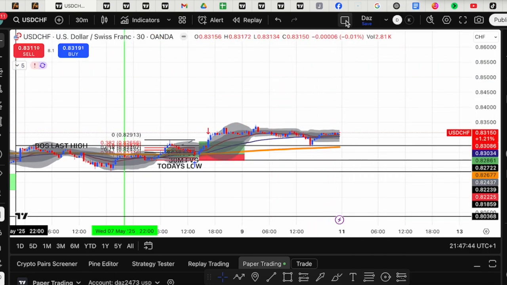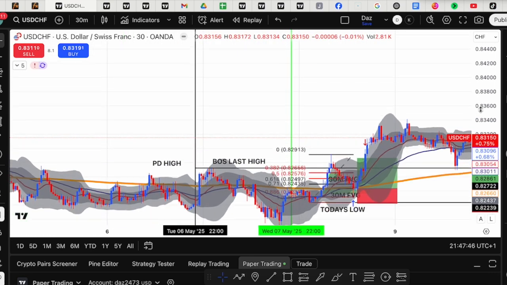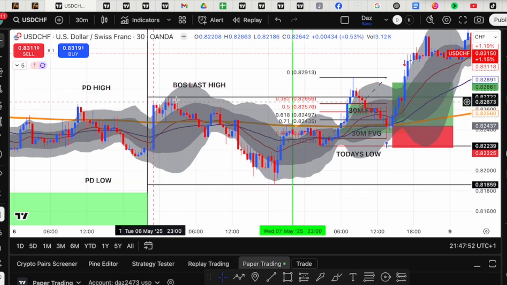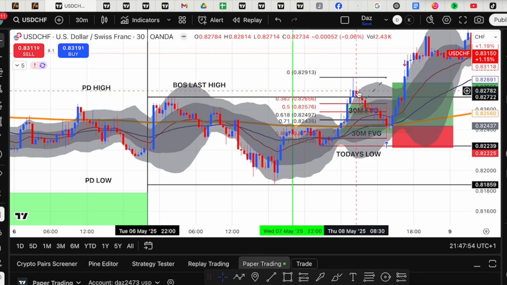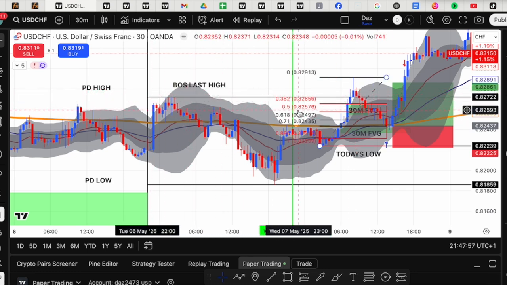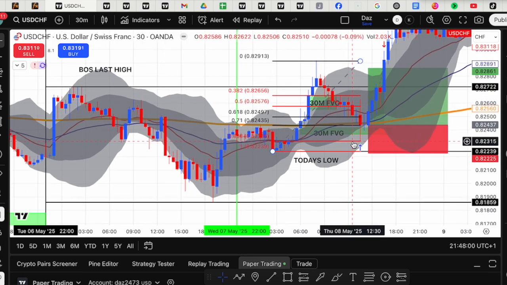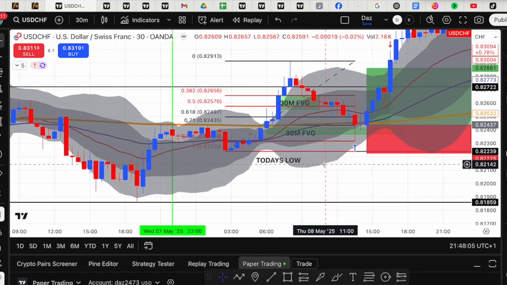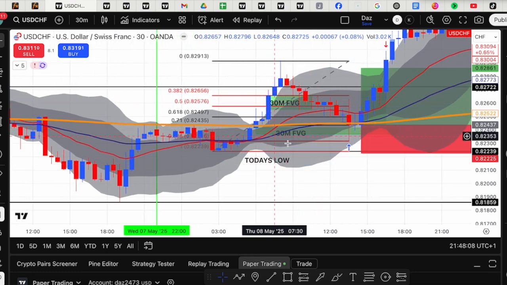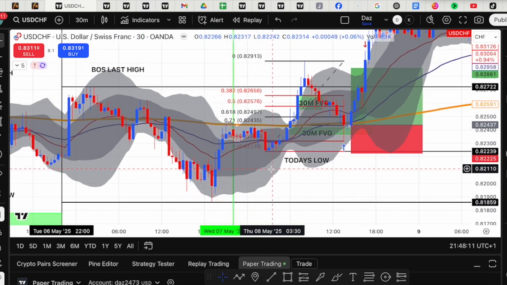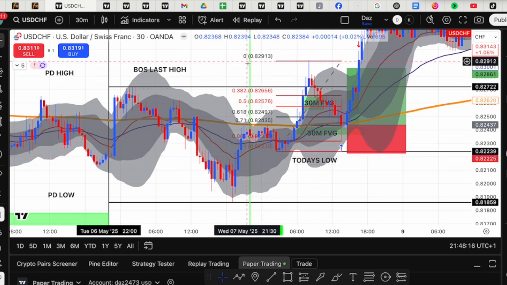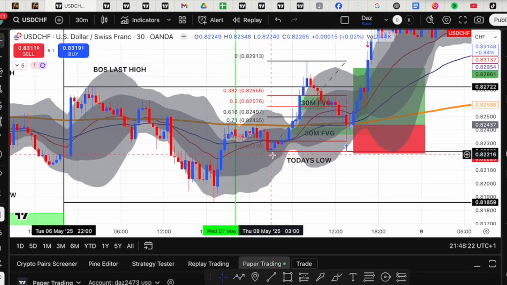Now as you can see here, the previous day high, previous day low. It dropped down, it pushed back up, so it broke structure. Now I put my fibs out to see if it pulled back, and I check if there are any 30-minute fair value gaps. There was one here and one here. I also marked down the previous low and the day's low. This is the previous day here, and this is the day that I did it, and I marked the low.